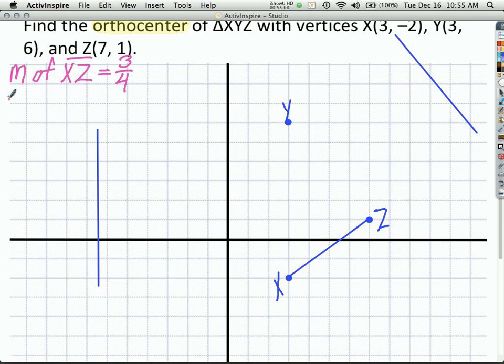So the slope of our altitude will equal what? The slope of our altitude will have to be what? Kadir? Negative 4 over 3. Opposite reciprocal means flip it and flip it. Flip the number, flip the sign. So the slope of the altitude will be negative 4 over 3.